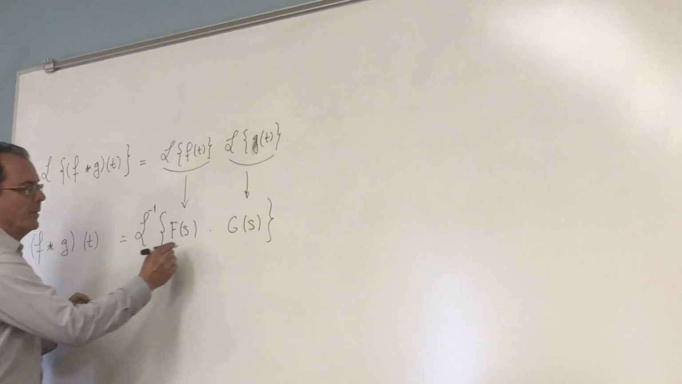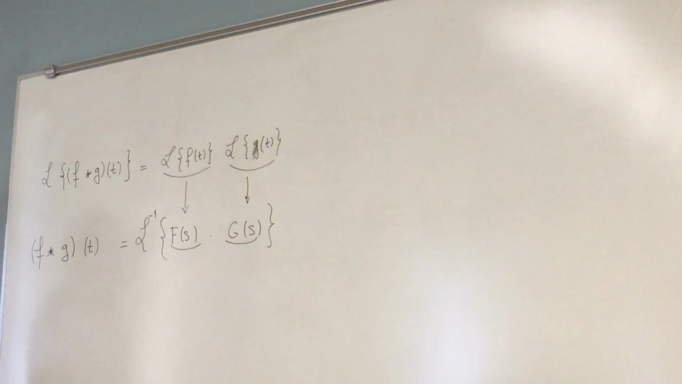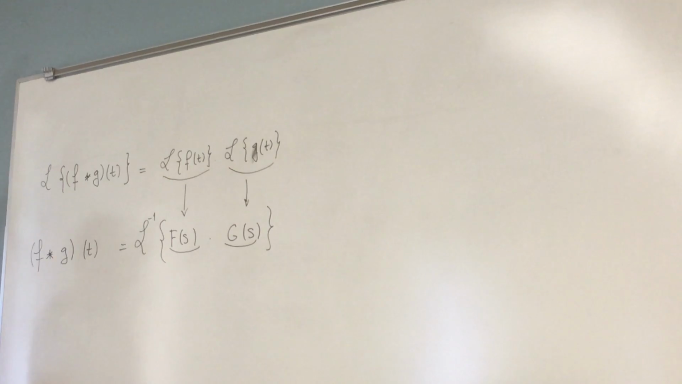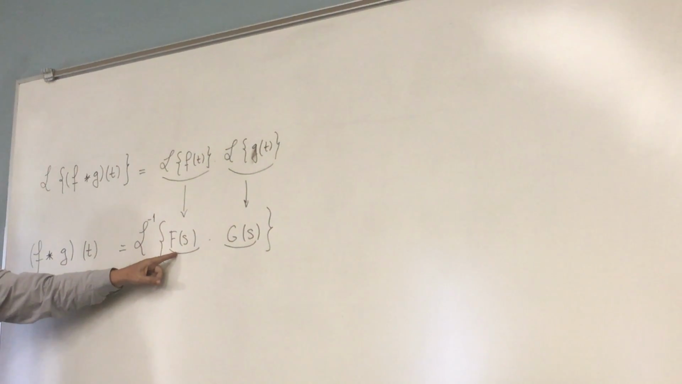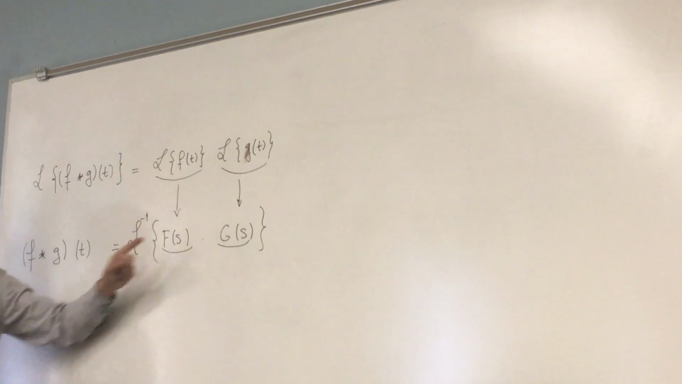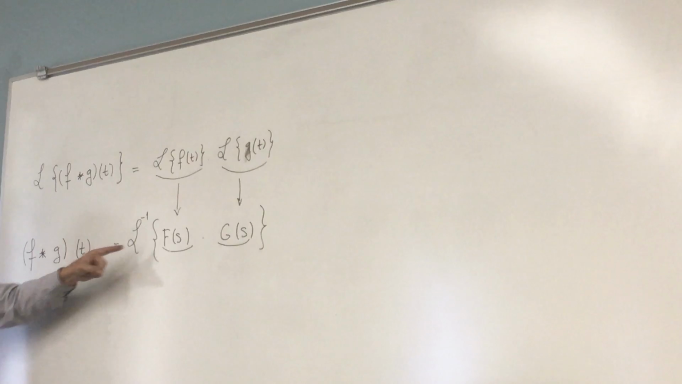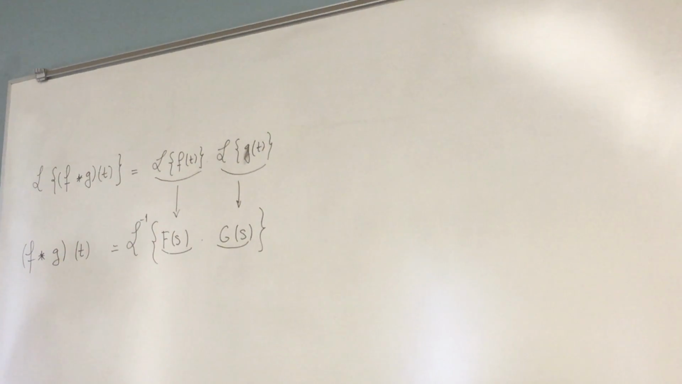Whenever you have the product of 2 functions of s, and you are interested in finding the inverse of that product, well, if you can find the inverse of this, and the inverse of this, g, you convolve those 2 and that will be the inverse of the product. Right? Any questions?